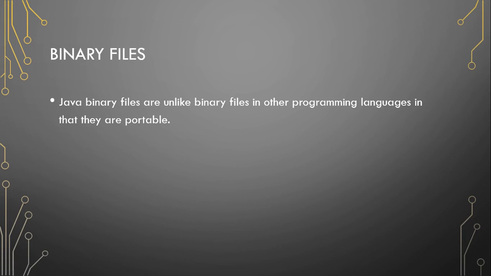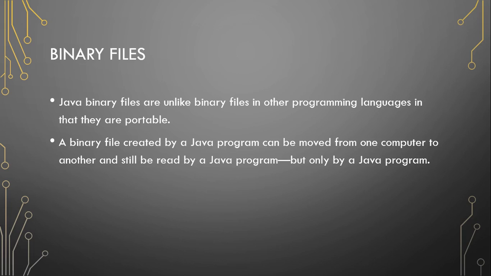The first thing you've got to understand is that binary files vary depending on what makes them. Since we're dealing with Java, let's look at Java binary files, and they're not always like binary files from other programming languages, in that Java files are portable. Remember, one of the big strengths and appealing things of Java is that it's cross-platform. So you can take a file on a Mac and run it on a PC and vice versa. Now, a binary file created by a Java program can be moved from one computer to another and still be read by a Java program.